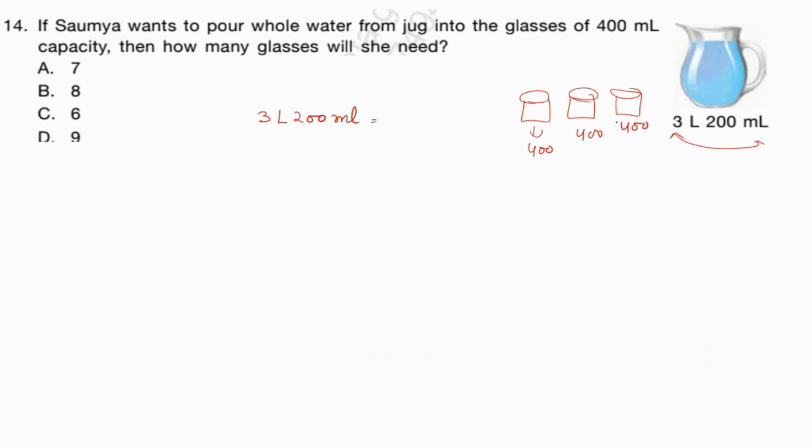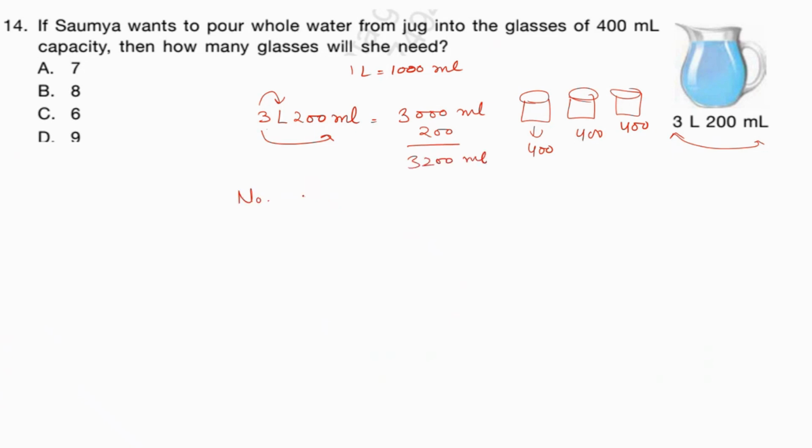Whenever they are talking about number of glasses, number of objects, I have to do division with the total volume. What is the total capacity? That is 3 liter 200 milliliter. I will convert 3 liter into milliliter. 1 liter is equal to 1000 milliliter. So 3 liter will become 3000 milliliter plus 200. It will become total 3200 milliliter.